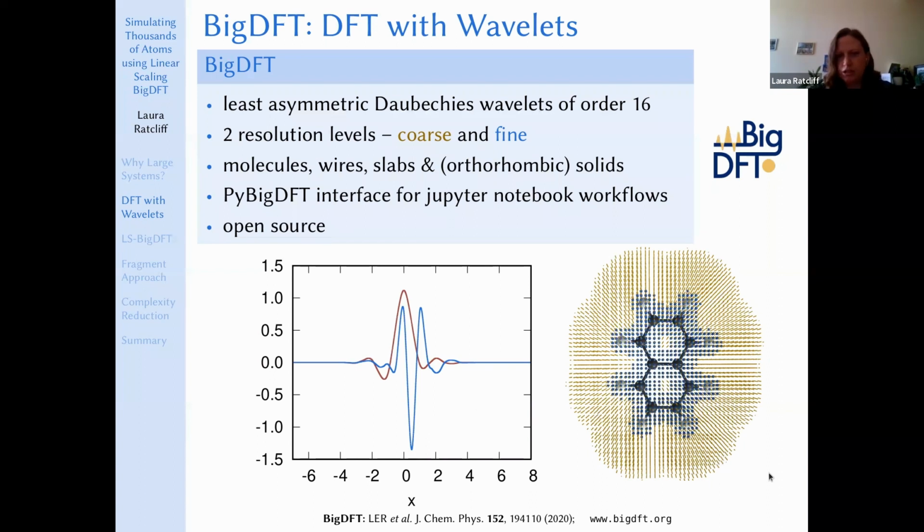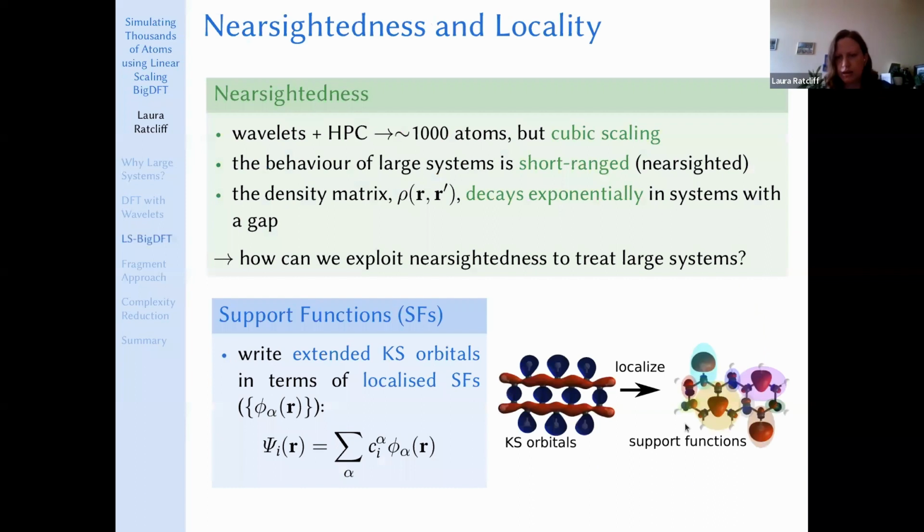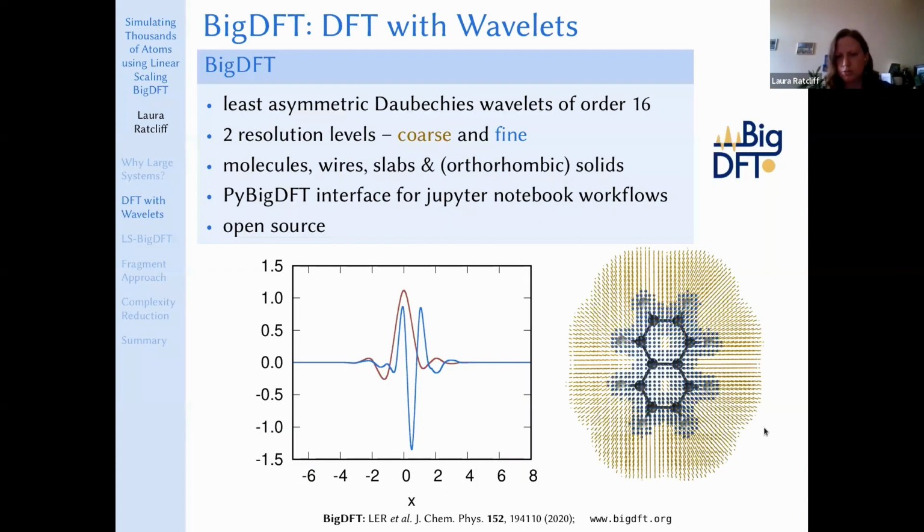So in BigDFT, we choose to have just 2 resolution levels. So we have what we call the coarse grid, which fills our whole simulation space. And then we also have a fine grid, which is twice the resolution. And this is the region nearer the atoms where we expect the wave functions to be varying more strongly.